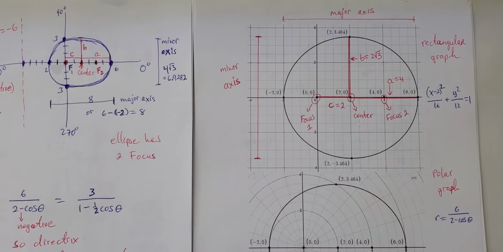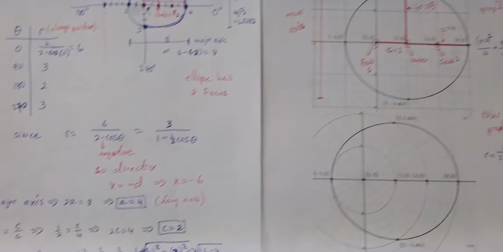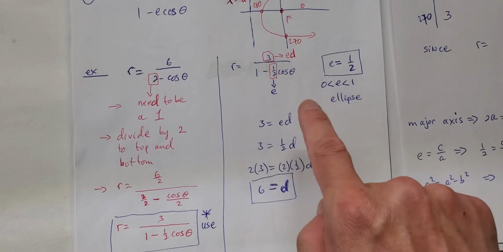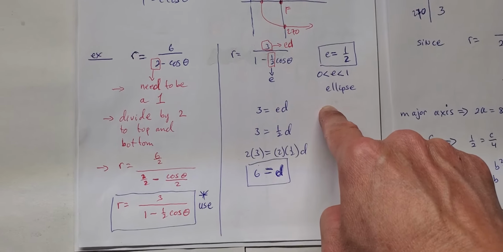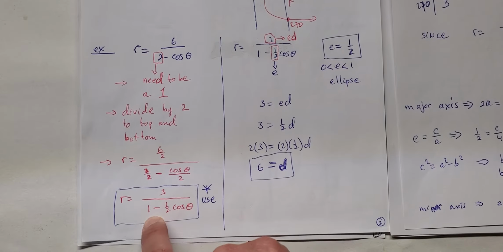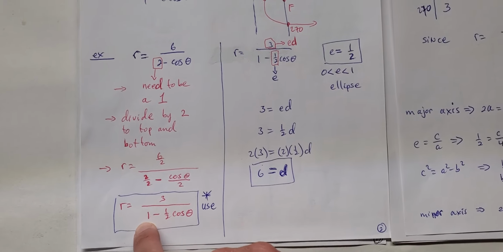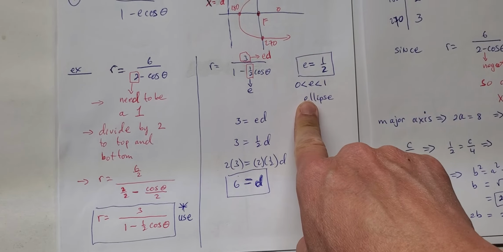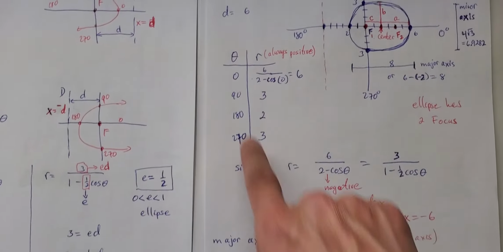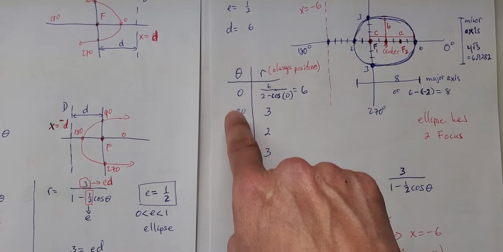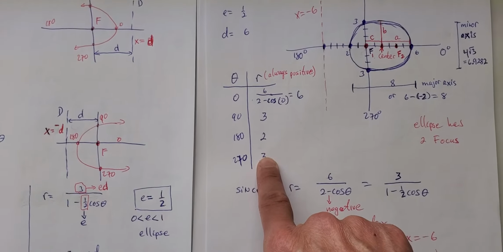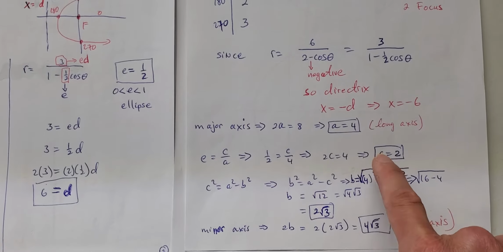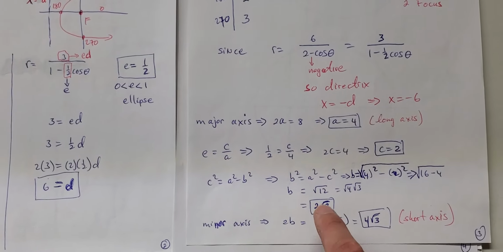The main purpose is to find what kind of conic it is. Make sure that this is a 1 right here. Again, the main purpose is to identify what kind of conic. After that, always use these degrees to get my points. Then find out my A, find out my C, find out my B.